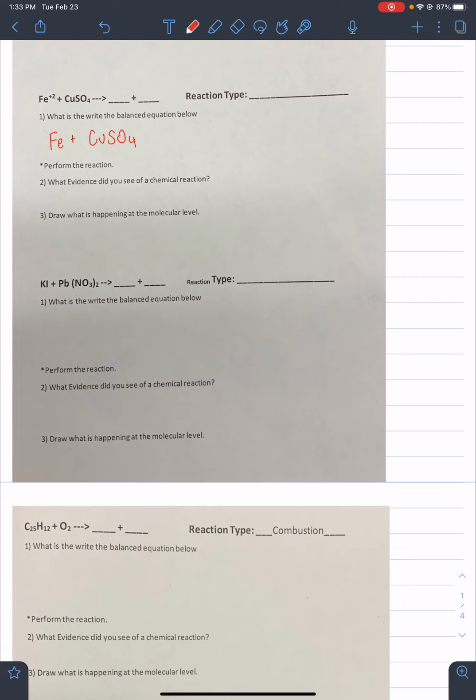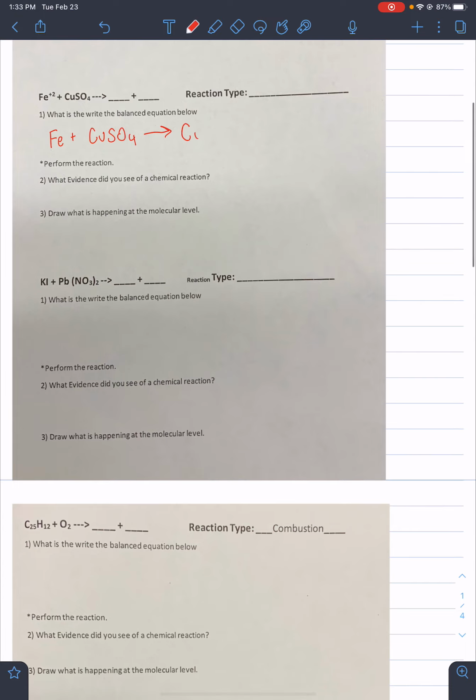Alright, so we have a CuSO4 and it's going to go to, this one is going to go and replace there. So we're going to get a Cu all by itself plus FeSO4. Now we need to decide if we need any little numbers down here. So the Cu doesn't need a number because it's not diatomic and it's by itself, so no number on the Cu. Now let's decide if we need a number on the FeSO4.